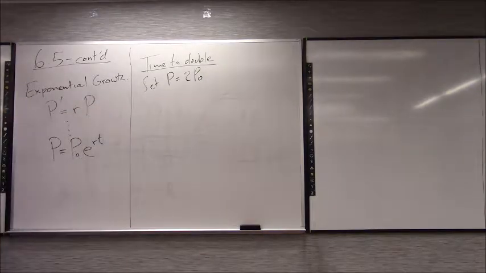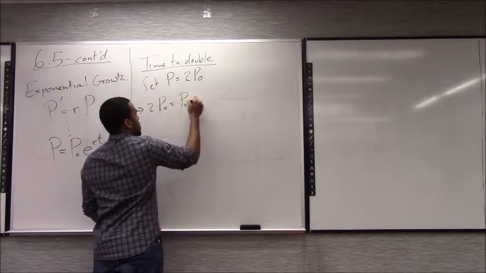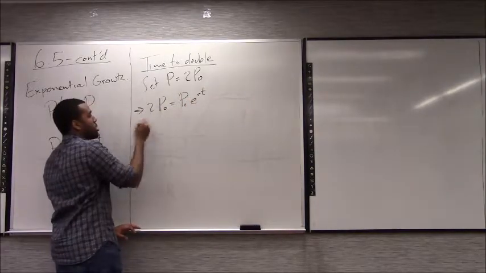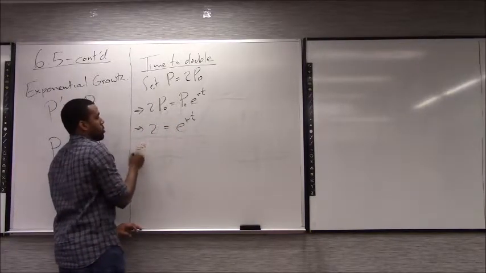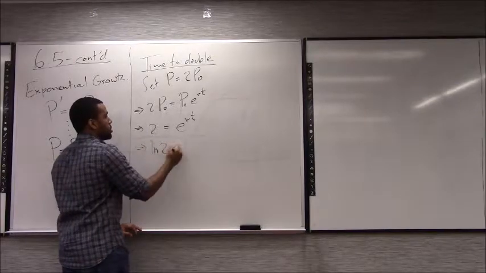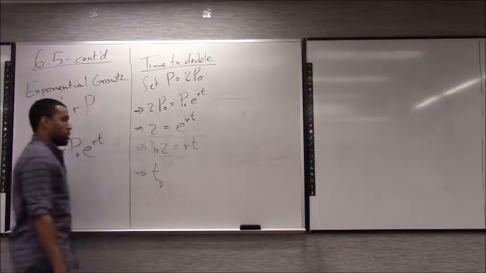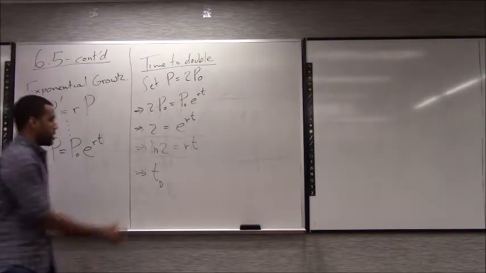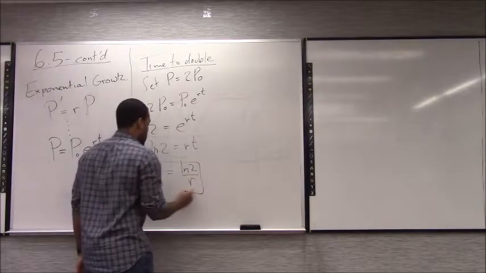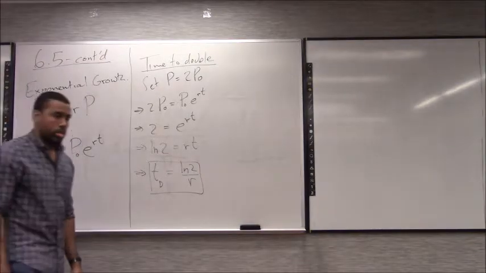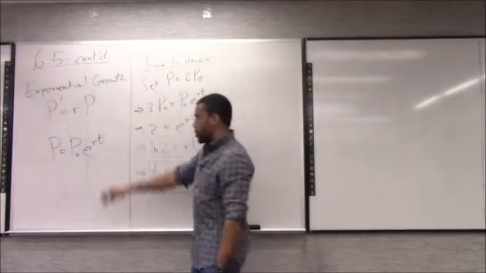So to double it, you have 2 P naught is equal to P naught e to the rt. You can divide both sides by P naught. And so this becomes ln 2 is equal to rt, or in other words, t, which I put a little subscript d to emphasize it's the doubling time, is going to be ln 2 over r. So that's how you do it. You just plug in what quantity you want, and you can derive anything from these two equations.